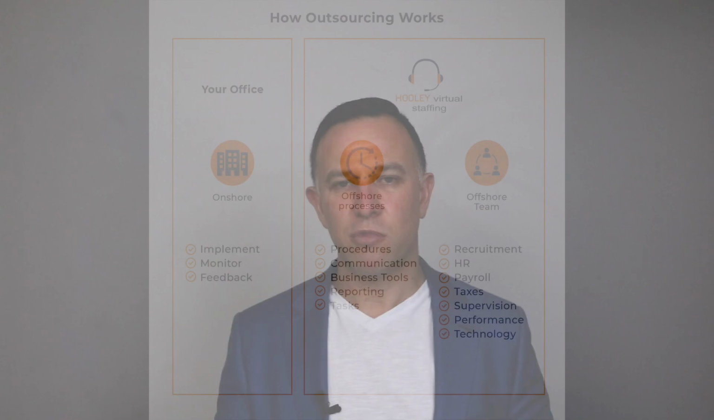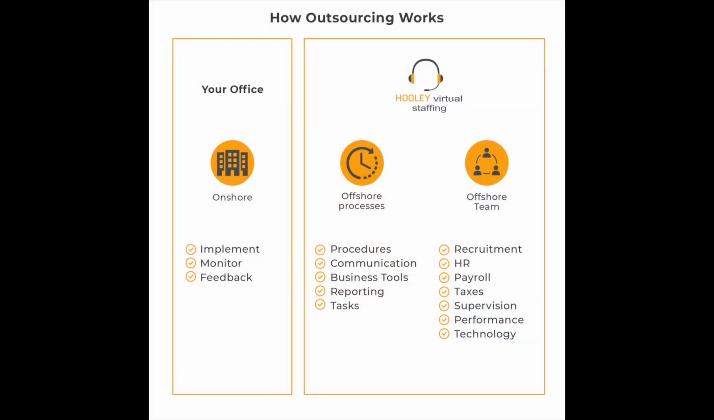So part of that implementation process is actually selecting the areas that you're wanting to outsource, putting processes around those particular areas, and then identifying the team member that you want to employ to do those particular tasks. So let's move across to the right-hand side of this diagram, and you'll see it's a much bigger area, the virtual outsourcing area, the Hooley Virtual Staffing area. So on the far right-hand side is the offshore team. Now that's the Hooley Virtual Offshore team, not yours.